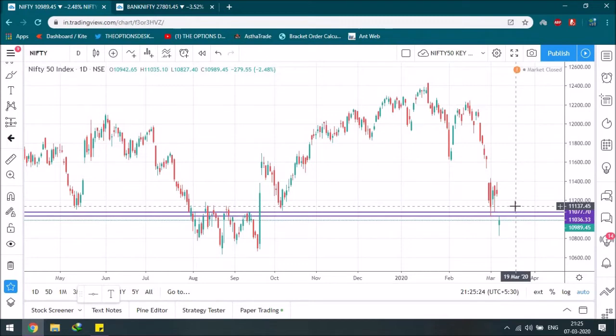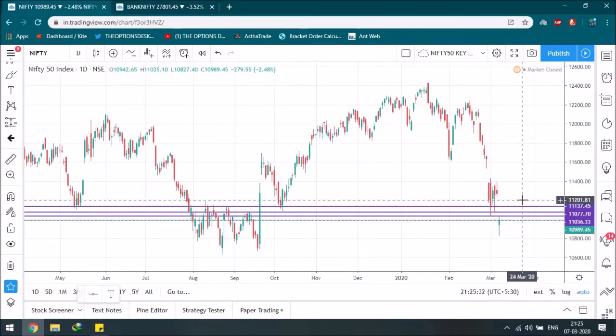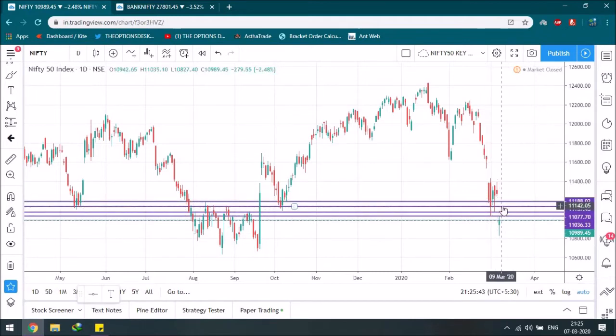Yeah, this would be the level, and I will also show you why I marked this level. So now let's mark the final resistance that we can complete with it. We can mark it at this level. Okay, so now let's see, is it respecting our interim resistance, that is at 11137.